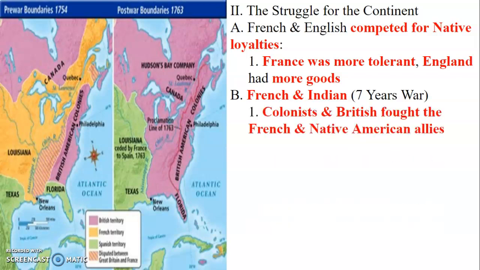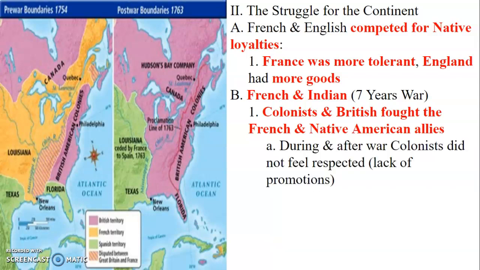So what happened in the French and Indian War? The colonists, the 13 colonies, and the British, because we belong to the British, we fought the French and the Native Americans, the Indians, in a battle for territory of the northern New England kind of area colonies. So we fought for land.